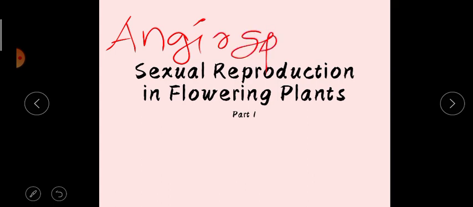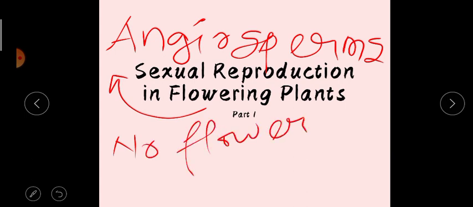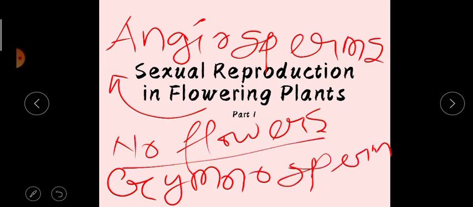Angiosperms. You can note this down. They are called angiosperms. Angiosperms means flowering plants. And where flowers are not there, these plants are called gymnosperms. The plants which cannot produce flowers are called gymnosperms. Where no flowers are there, those are called gymnosperms, and where flowers are there, they are called angiosperms.